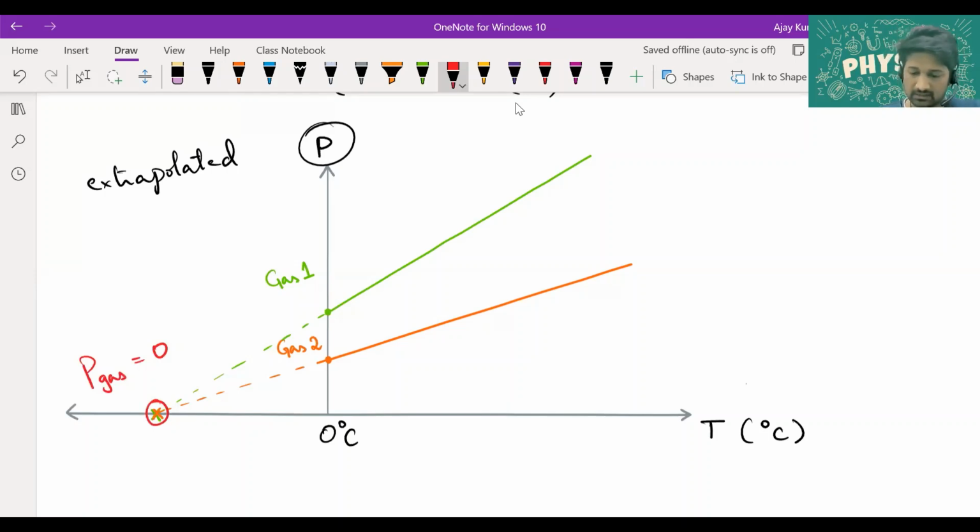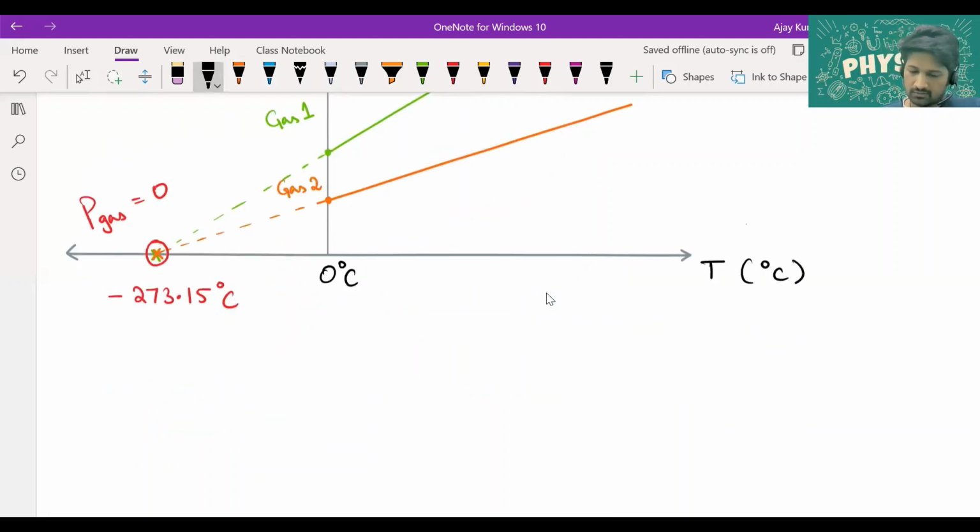And mathematically, this temperature was determined as minus 273.15 degrees C. So when the pressure-temperature graphs of different gases were extended in the backward direction, the pressures were found to become 0 at this temperature for any kind of gas. Fine.